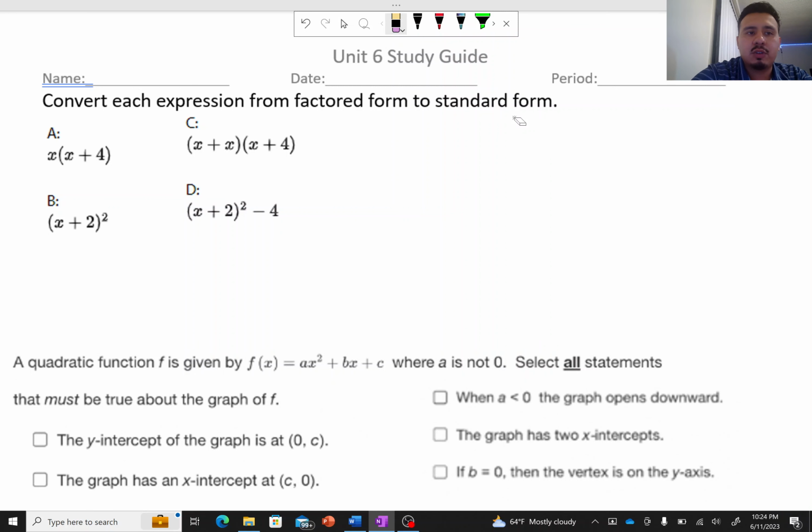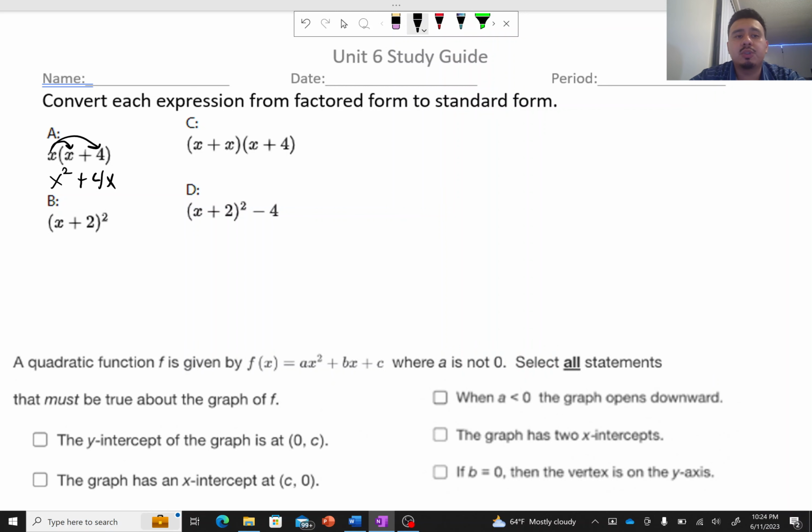This is in factor form, but I can convert it to a version of standard form by just distributing. So if I just distribute the x to the x and the x to the 4, I should get x squared plus 4x. How did I get that? Well, x times x gives me x squared, and x times 4 gives me 4x. We are done with letter A.